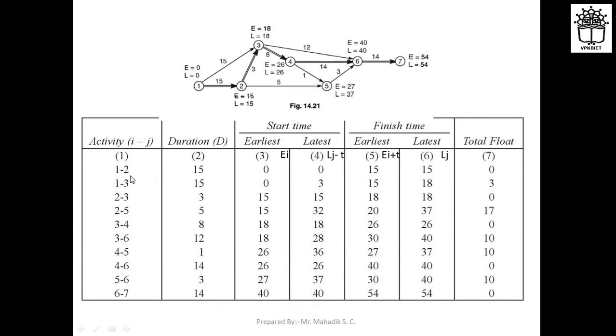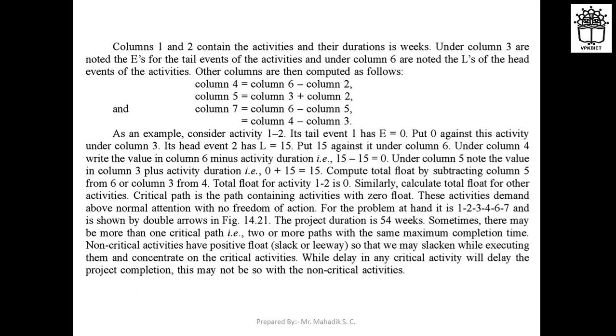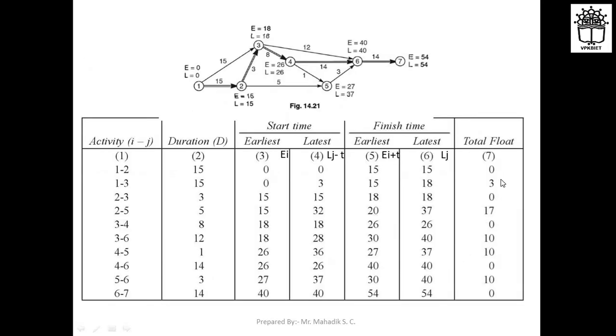So you can take the activities 1 to 2, 2 to 3, then 3 to 4, then 4 to 6, and 6 to 7, right? So this gives us the critical path actually. The float for activity 1 to 2, here it is written, is 0. Similarly, calculate the total float for other activities. Critical path is the path containing activities with 0 float. That means the activities containing 0 float are the critical path, right? So from this you can say that 1 to 2, 2 to 3, 3 to 4, 4 to 6, and 6 to 7 is a critical path.